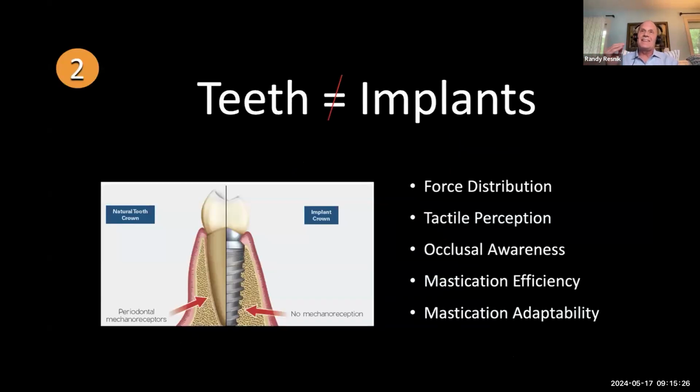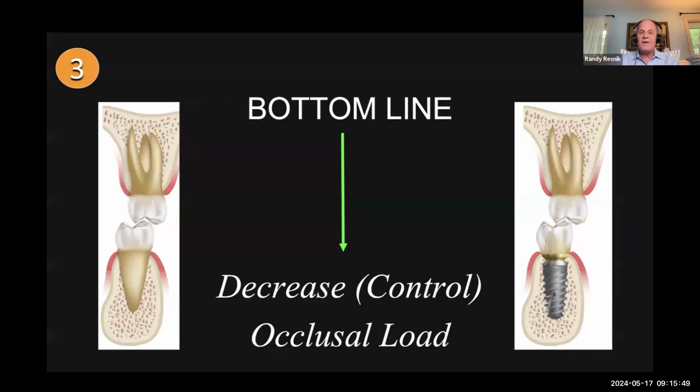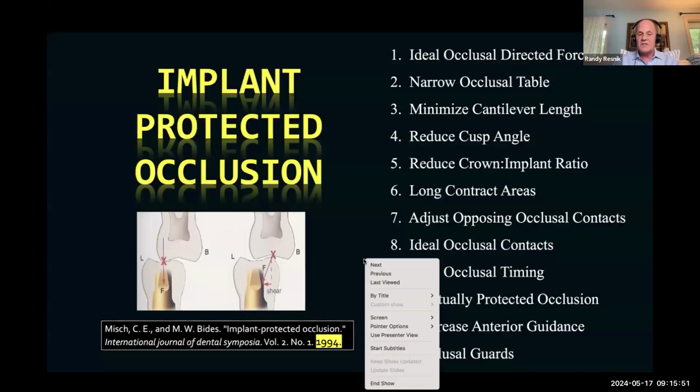Secondly, we talked about teeth and implants. There's definitely a difference. When you look at a tooth versus an implant, there is a difference in force distribution, the perception, occlusal awareness, and the way patients perceive the mastication, whether it's the efficiency or how they adapt. So there are significant differences with that.